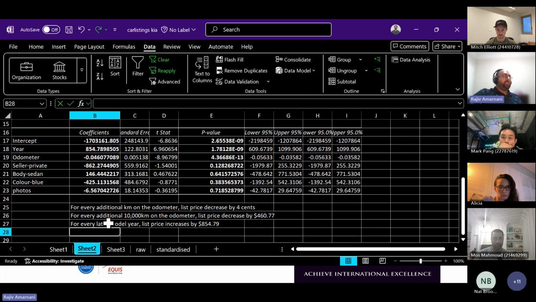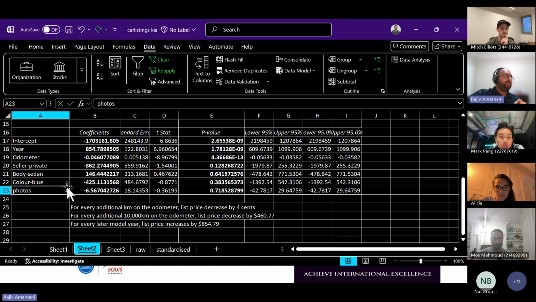So with this information, we can start to put together what is a reasonable price. Now, the issue is the intercept. The intercept, recall, is the list price when every single variable is zero. So when there are zero photos, when the car is not blue, for cars that are not sedans, that are hatchbacks, for cars that are sold by dealerships, for cars that have zero on the odometer, and for cars in the year zero, AD, which is not super interpretable.